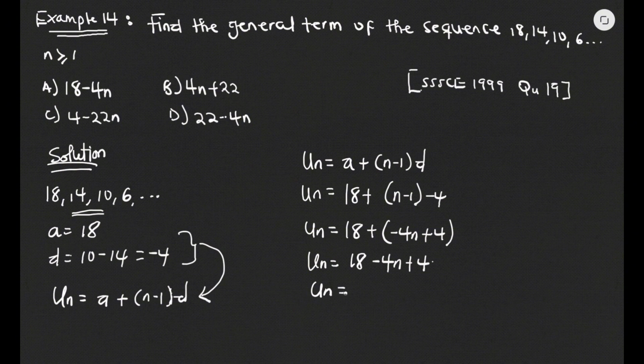So un will be equal to 18 plus 4, which gives me 22, and then minus 4n is repeated over here. So this becomes my final expression. And if I look through my possible answers, option D is the correct answer for this particular problem. All right, so let's have a look at the final example for this particular video.